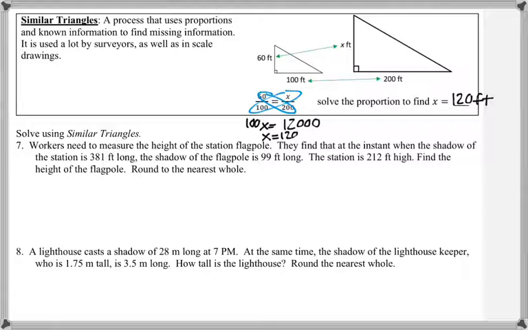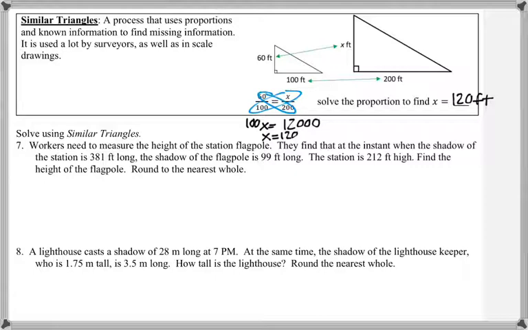Number 7 wants us to solve using similar triangles. So workers need to measure the height of the station flagpole. They find that at the instant when the shadow of the station is 381 feet long, the shadow of the flagpole is 99 feet long. The station is 212 feet high. Find the height of the flagpole and round to the nearest whole number. So there's a lot of information here.